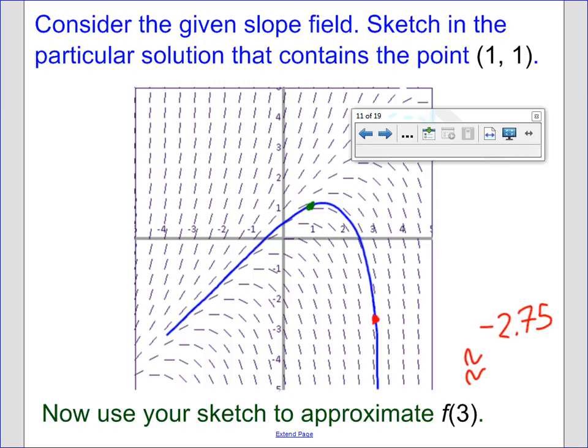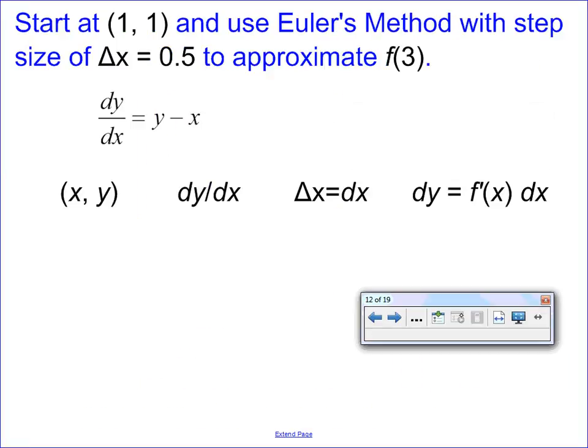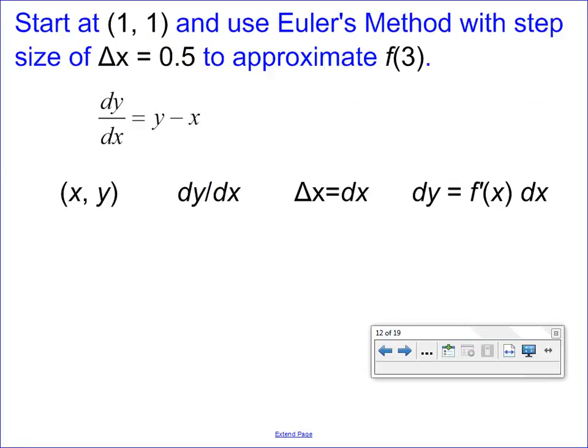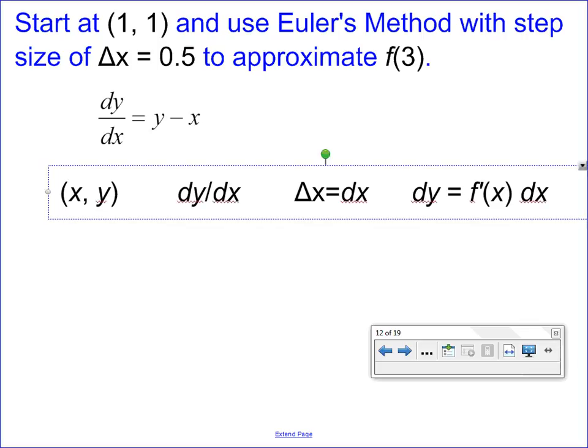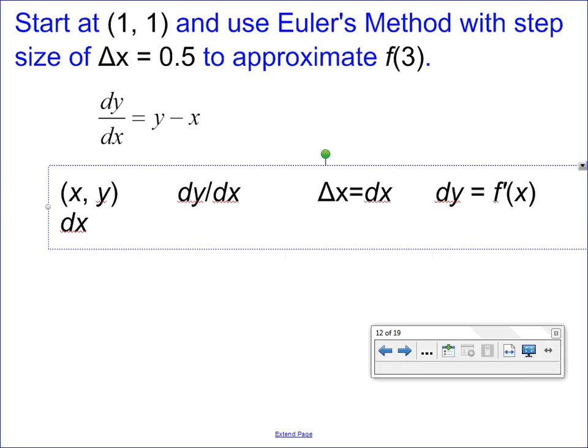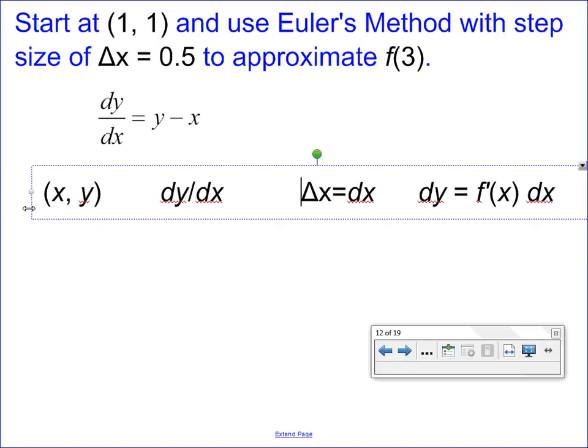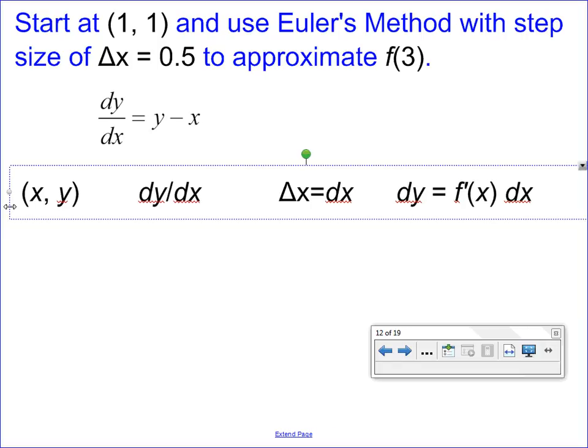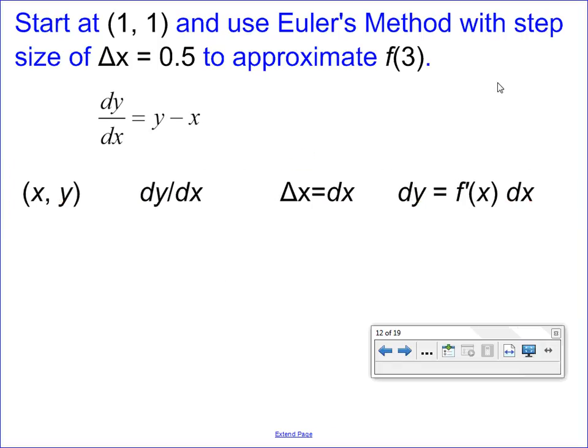All right. Let's see what our method predicts. So we'll consider a starting point of (1, 1), and we're going to utilize Euler's method as a means for approximating f of 3. So we know our start point is (1, 1).